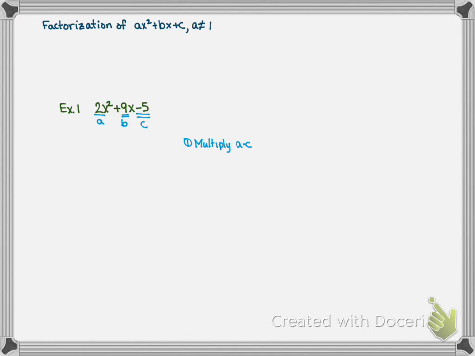What we will do here is multiply a times c. So this is similar to the box method. 2 times negative 5, and I get negative 10. Then we will find factors of that product, ac, that add up to b. So how do I make a negative 10? I can do negative 1, positive 10, positive 1, negative 10.